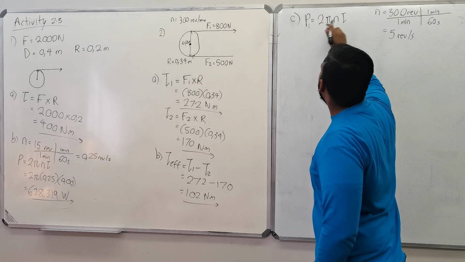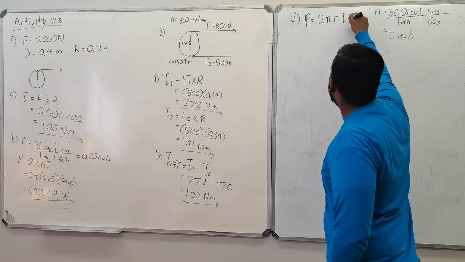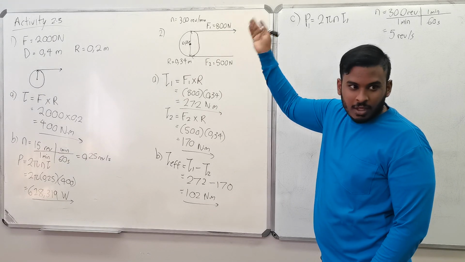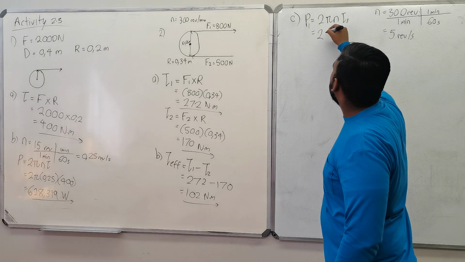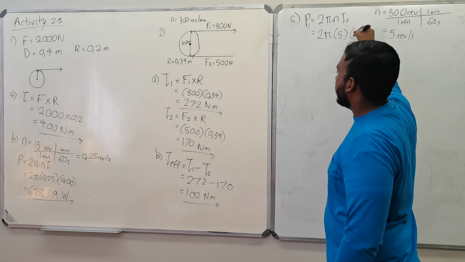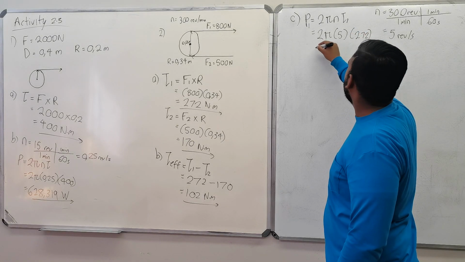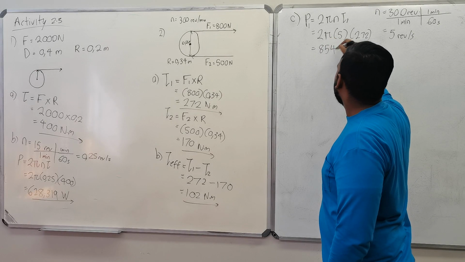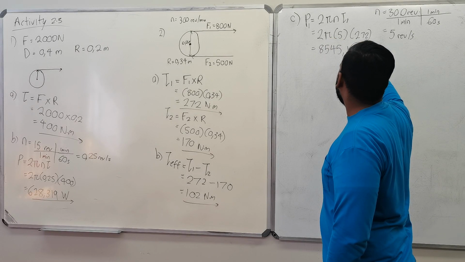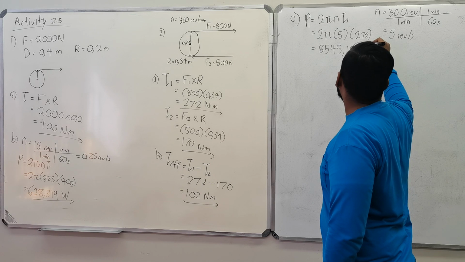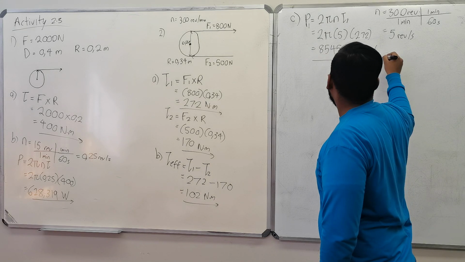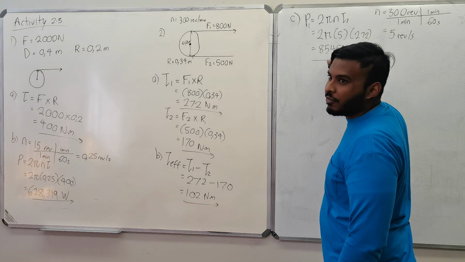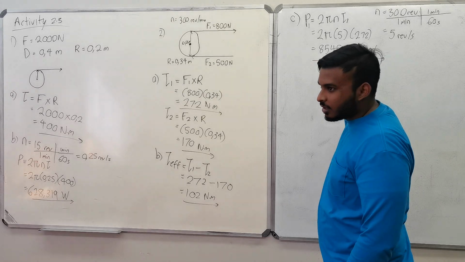So power 1 will be equal to 2 pi n times torque 1, because the n will be constant for both. That thing is only rotating at 5 revolutions per second. So this will be 2 pi times 5 times your first torque, 272, which is 8,545 watts. Or you could have written your answer as 8.545 kilowatts. That's also fine.